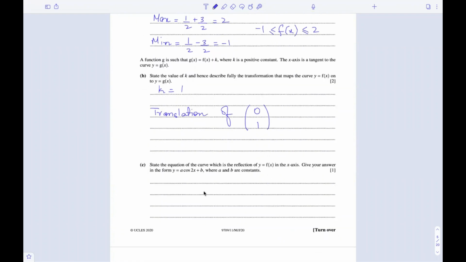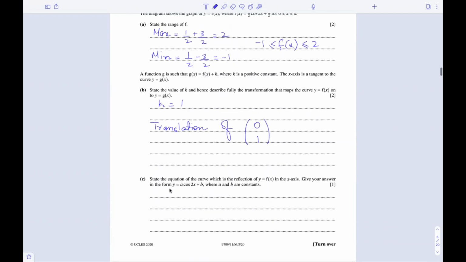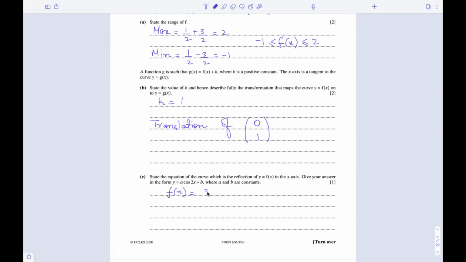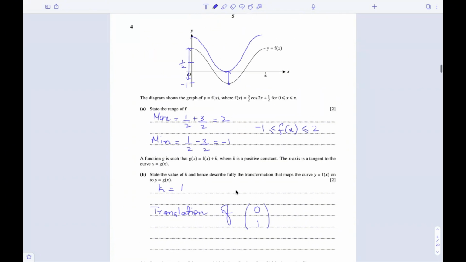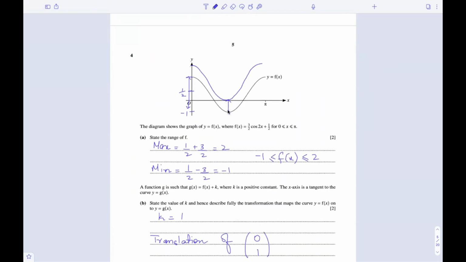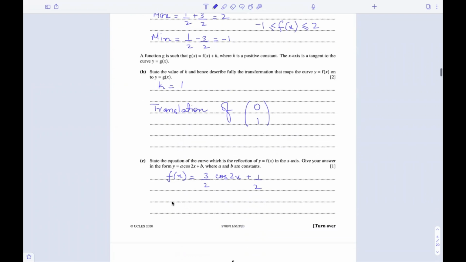In part C, we have to state the equation of a curve which is a reflection of y equals f of x in the x-axis. Now we know that f of x is equal to 3 upon 2 cos 2x plus half. When it is a reflection in the x-axis, the whole function is multiplied by minus 1, as the part below the x-axis is reflected upwards and the part above the x-axis is reflected downwards. We multiply the whole equation by minus 1, and the equation would be written as minus 3 upon 2 cos 2x minus 1 upon 2.